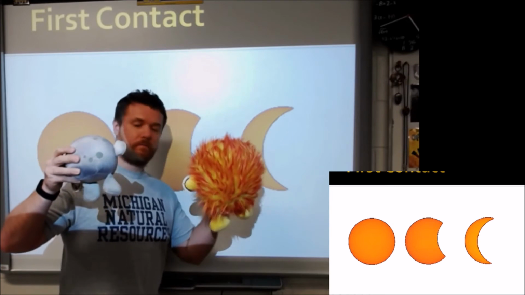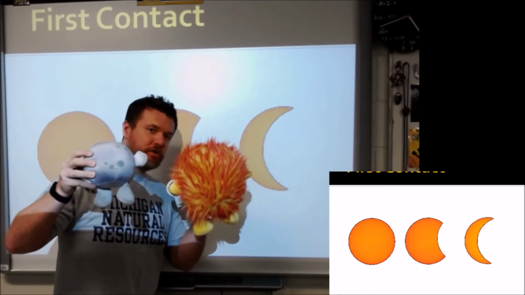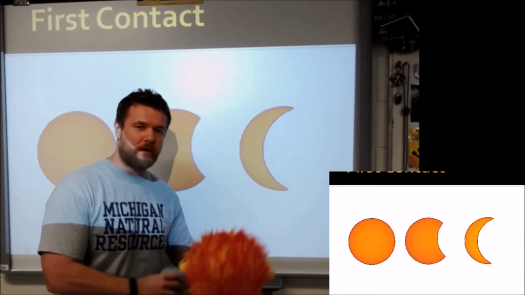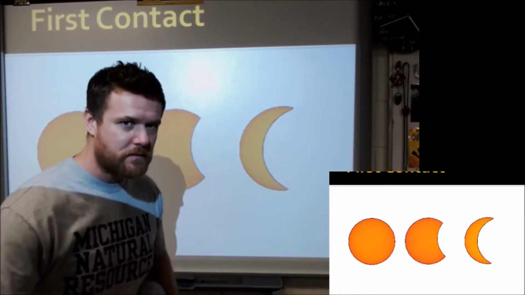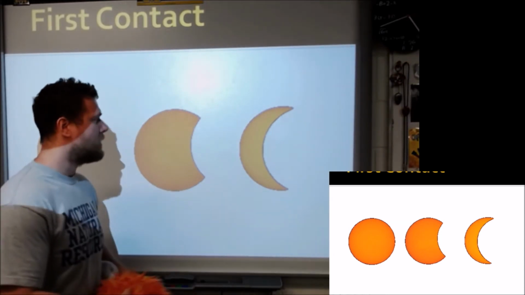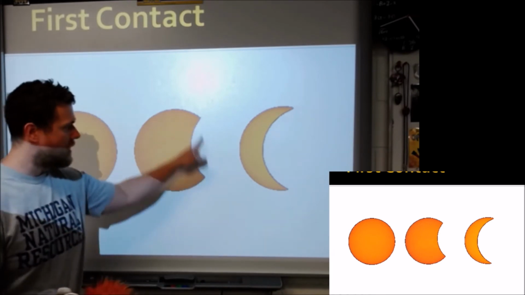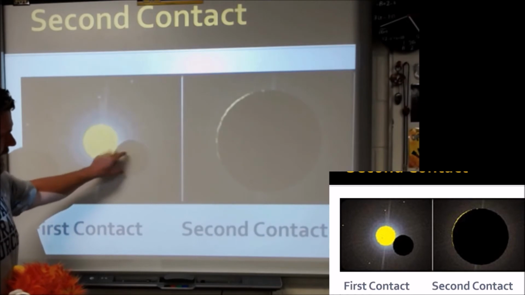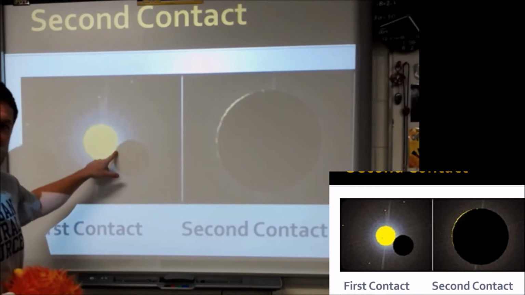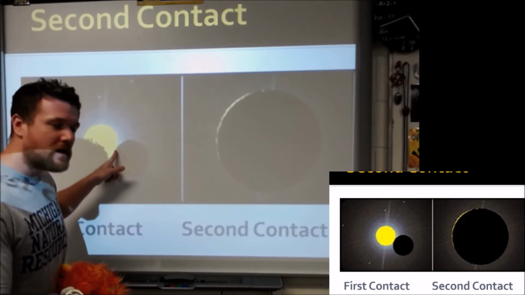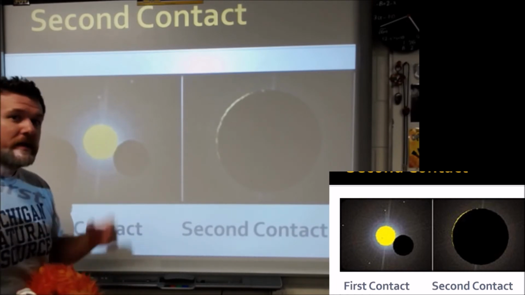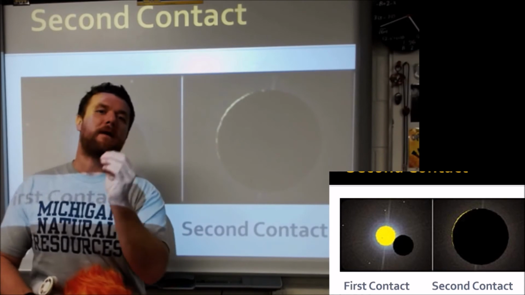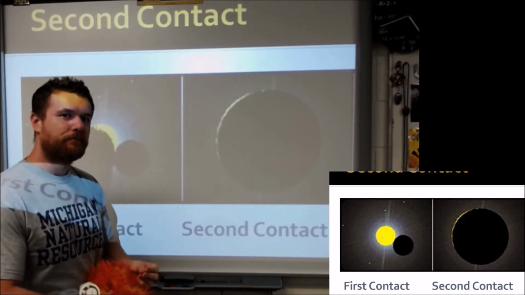Right now there's no eclipse. Just as soon as the moon starts to cross over, the first moment that any part of the sun is covered, that is known as first contact. So as soon as the moon just makes contact with the limb of the sun, that is first contact. Second contact is right when the very last little bit of the sun is visible.